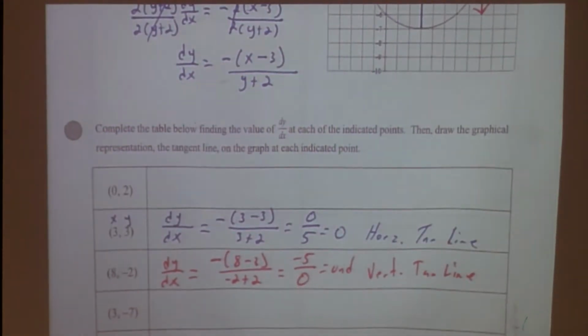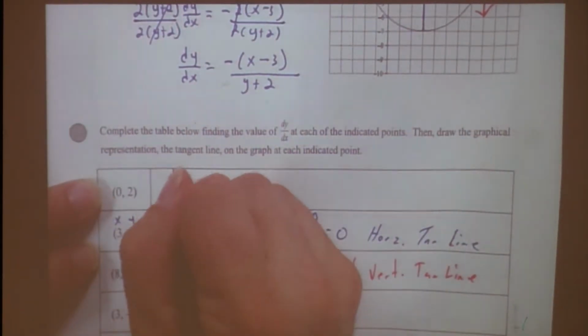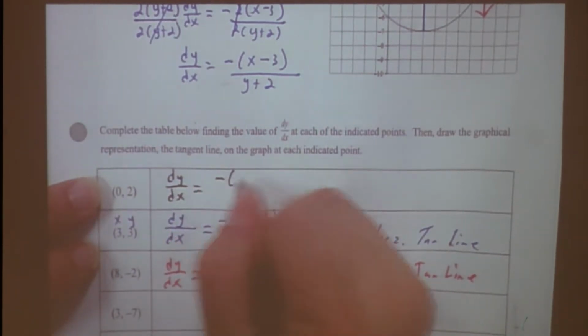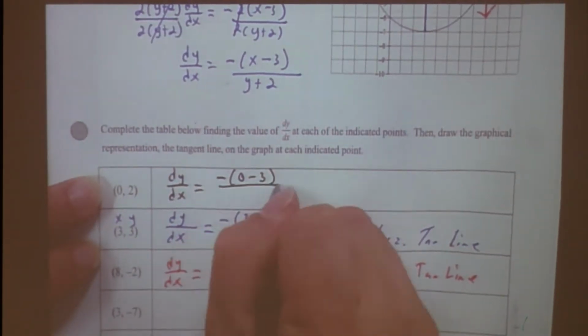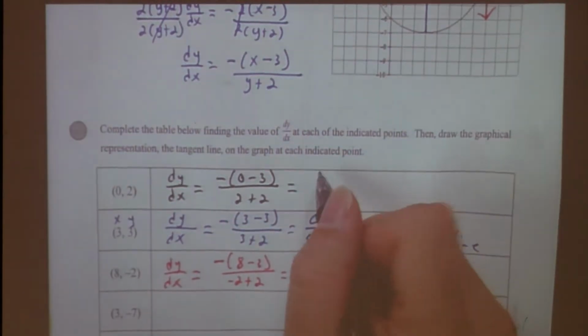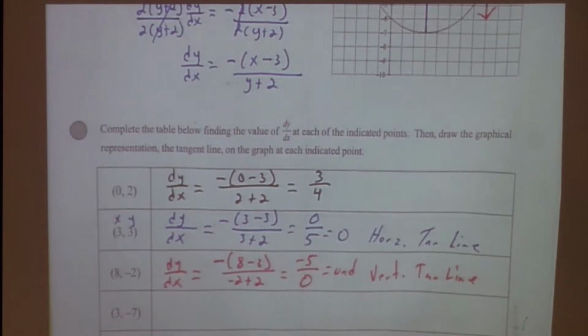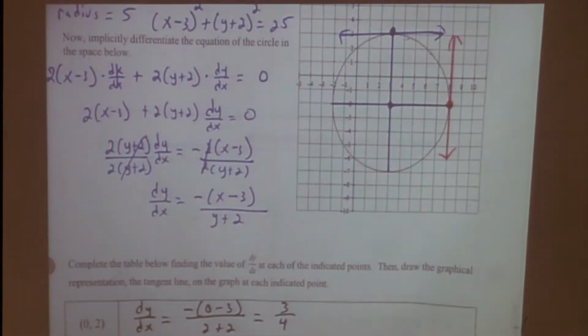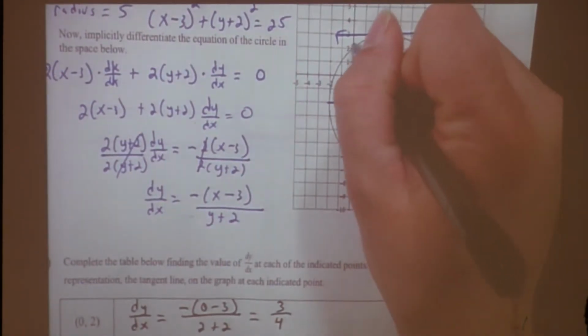Let's do this first one at (0, 2). So here we want the derivative with respect to x at (0, 2). This is going to be negative parentheses 0 minus 3 over 2 plus 2. We get 3 over what? 4. So that should be a tan line that has a what? Slope. Positive slope, right? 3/4.